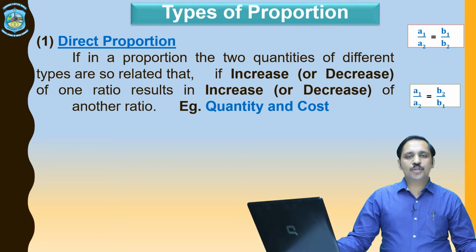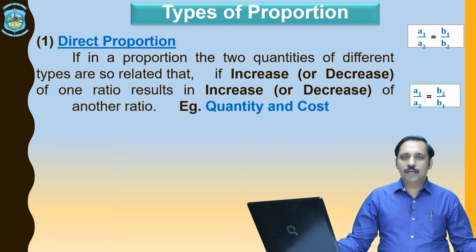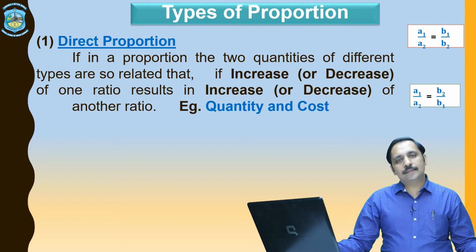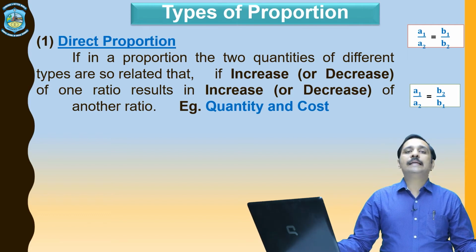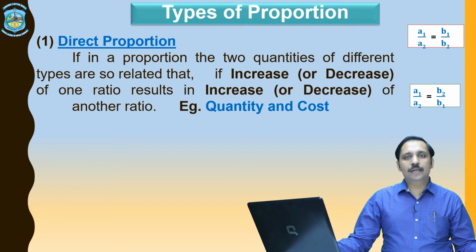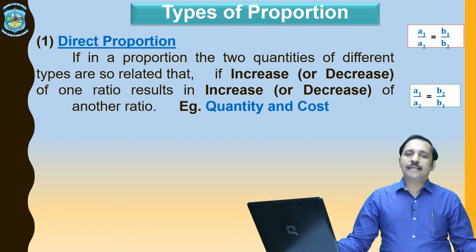For example, the relation between quantity and cost. If we have more quantity of a product, we have to pay more cost. So as one quantity is increasing, the other one also increases. Or if I decrease the quantity, the cost to be paid is also reduced. That means a decrease in one quantity results in decrease in the other. This type of proportion is called direct proportion.